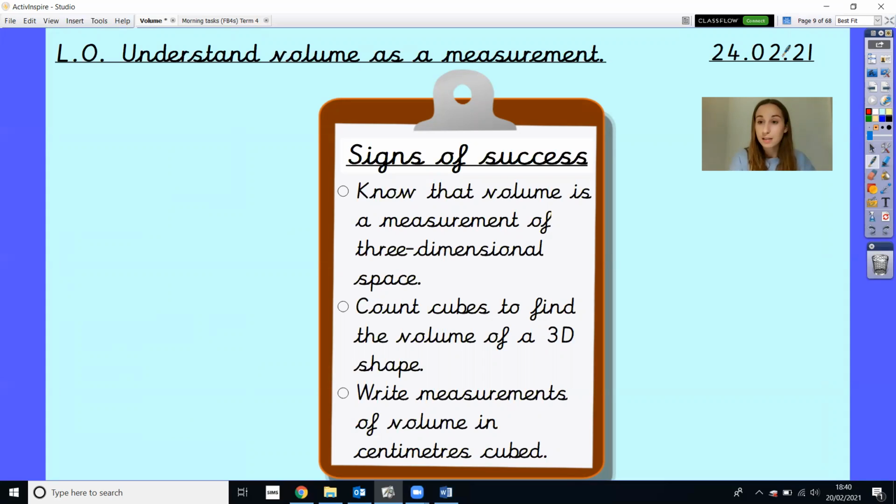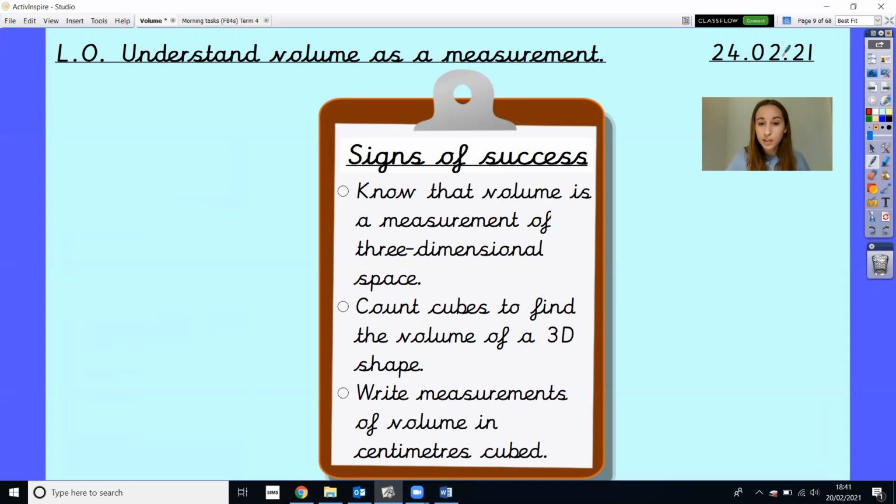So you can write that neatly in your maths book and underline it so that we know what you're learning about today. We just want to understand volume as a measurement. Our signs of success are to know that volume is a measurement of 3-dimensional space. So it measures not 2-dimensional shapes that I've drawn on a page, but a 3-dimensional space, how much something takes up.